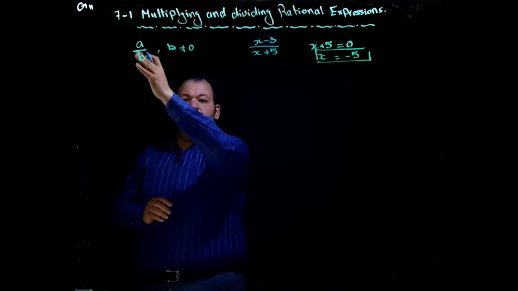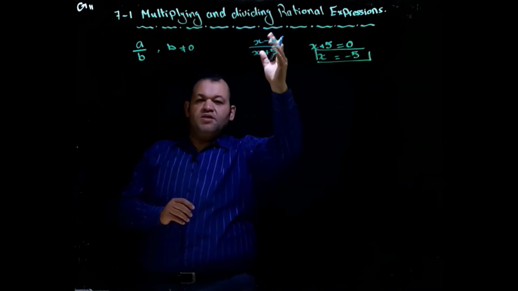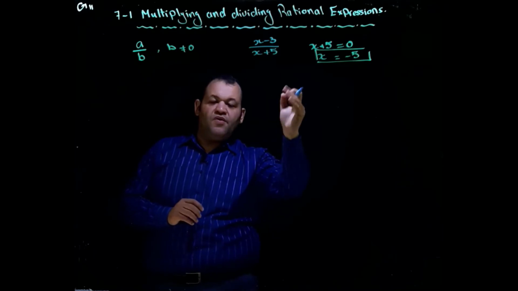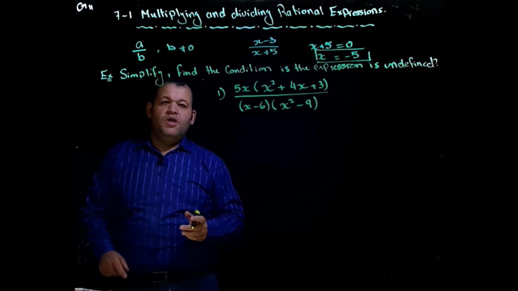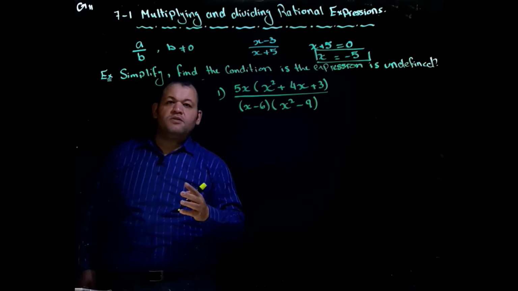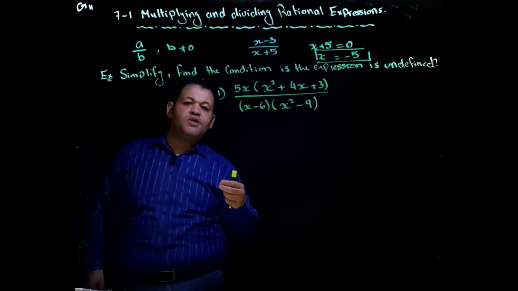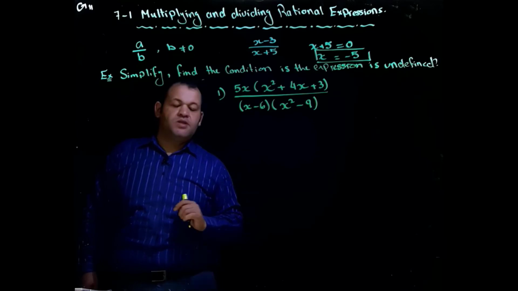As we said before, a could be equal to 0, so x minus 3 could be equal to 0, but x plus 5 is not equal to 0. The main point is that the denominator is not equal to 0. The first problem that we'll solve in our lesson today: how we can simplify the expression, then write the condition that will make the expression undefined.